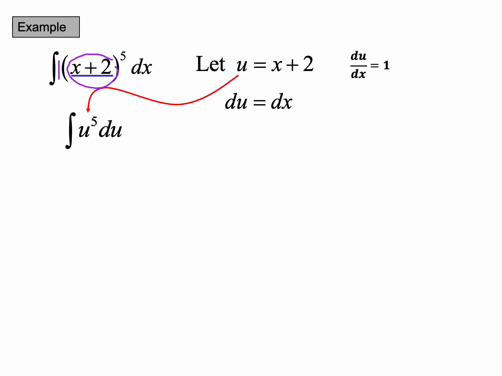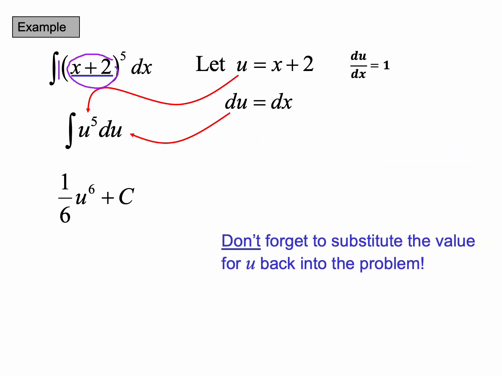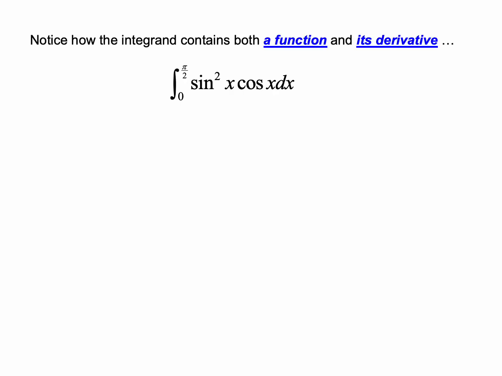So then we change the variable x plus 2 to be u to the power 5, and dx will be du. Then we evaluate to be u to the power 6 over 6. Then we get back the integration to be in terms of the original variable, which is x. So we remove u and you put x plus 2. One more example, but in this example, we have boundaries.